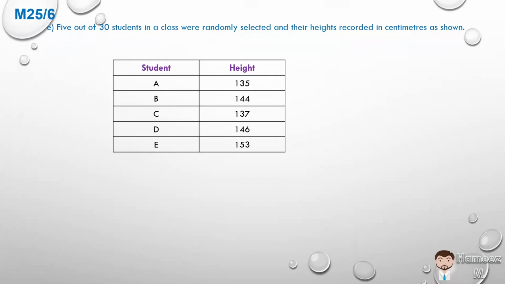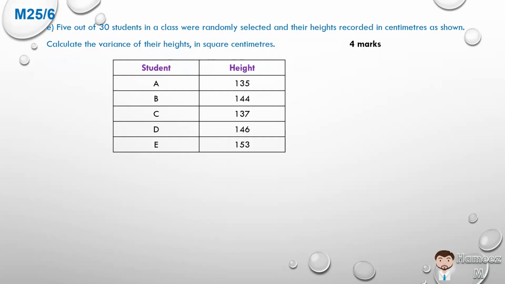So student A, whose height is 135 centimeters. Student B, 144. Student C, a little shorter, 137. Student D, 146. And the tallest student is student E, 153. This is a sample that's pulling 5 students randomly out of 30. Calculate the variance of their heights in square centimeters.